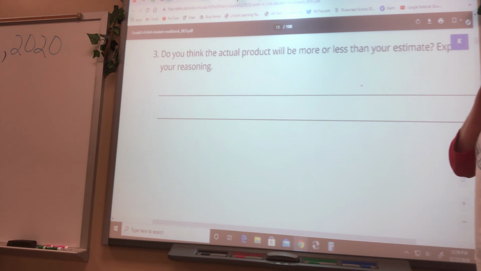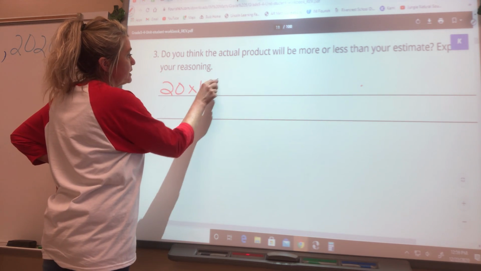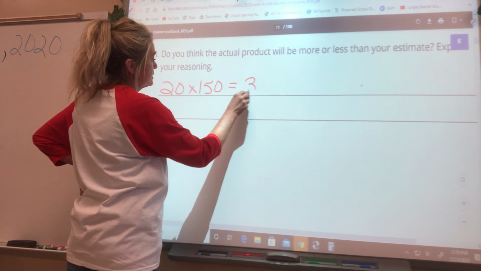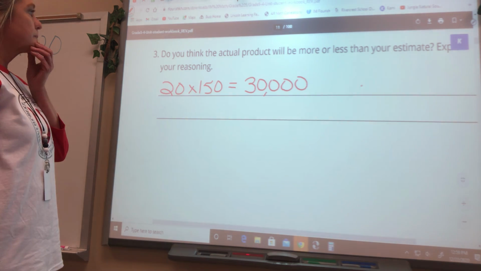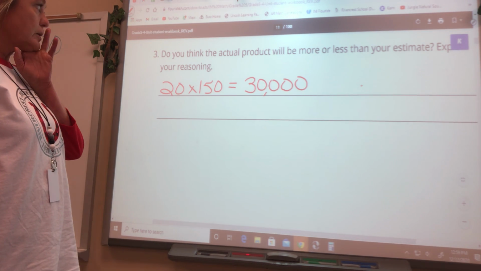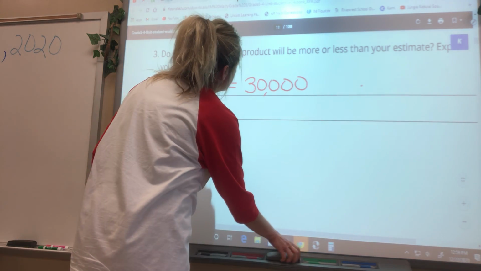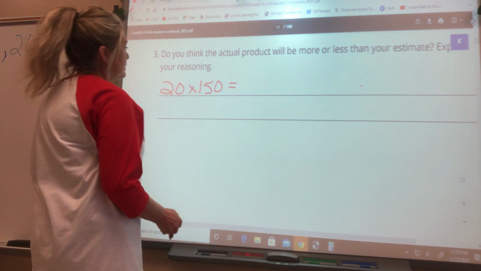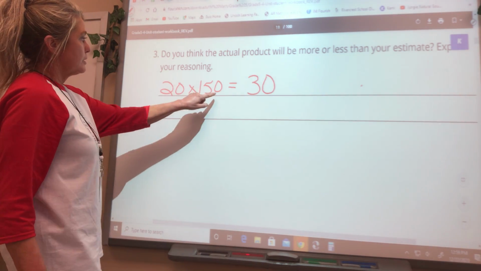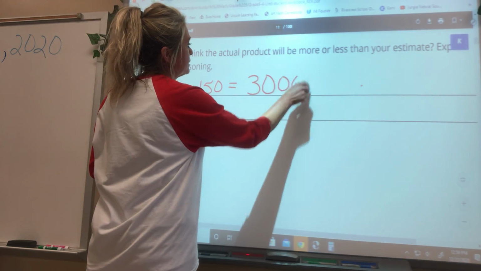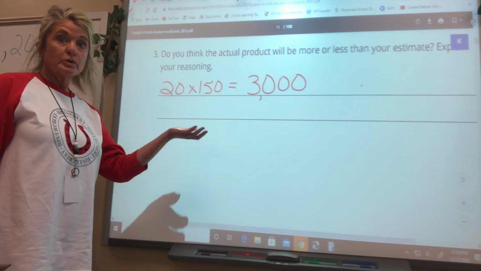Do you think the actual product, because we used 20 and 150, and we got, is that correct? Count your zeros. Is that correct? No, we got too many zeros up there, don't we? Okay. 15 times 2 is 30, and then our multiples of 10, 1, 2. Okay, so our estimated product was 3,000.